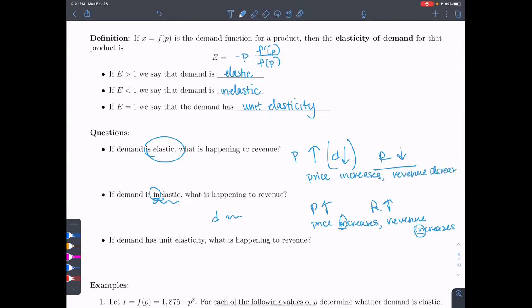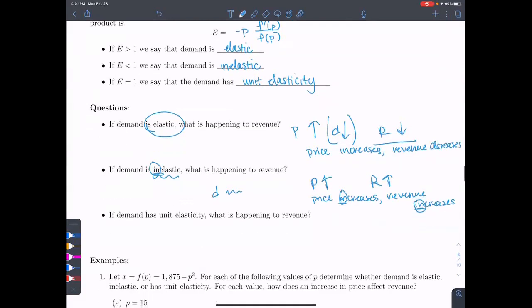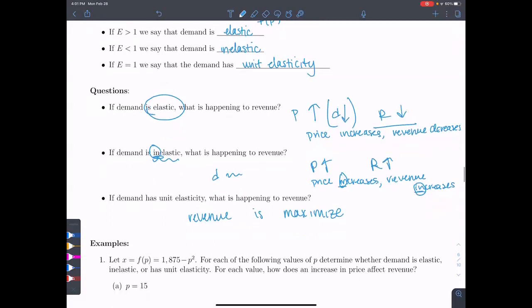And then for the unit elasticity, what's happening to revenue? The revenue has been maximized. So you've reached that point where changing the price and changing the demand gives you that maximum revenue. Increasing price more would make the revenue go down. That's what's happened there. You've got the sweet spot.